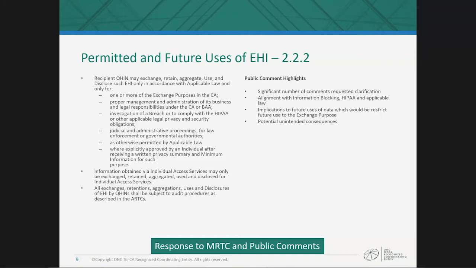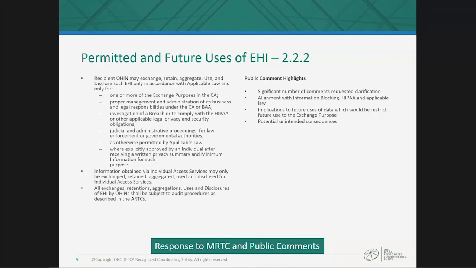And then, last but not least, where further exchange, use, disclosure, aggregation, or retention is specifically approved by the individual after the individual has received notice and makes a knowing consent. That's what the MRTC says.